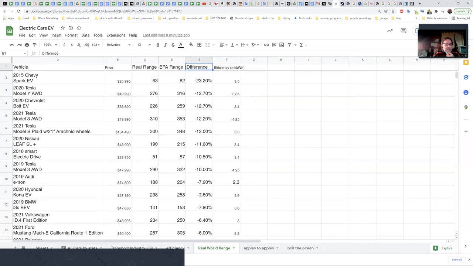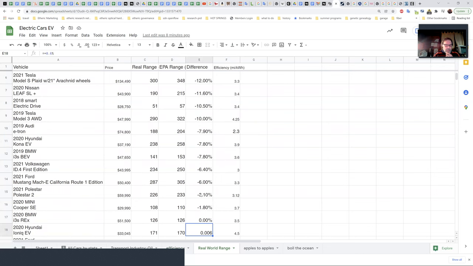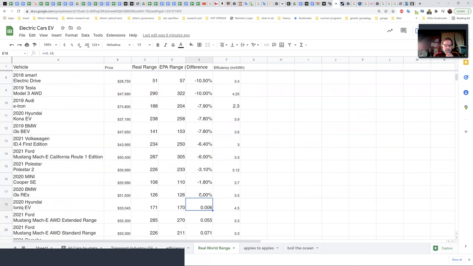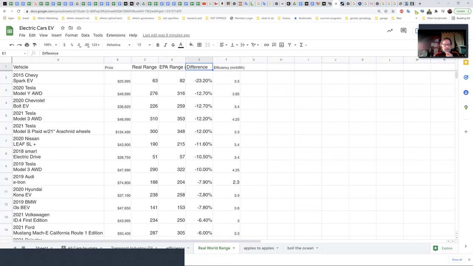I don't know if we've got the Ioniq in this lineup or not. The Nissan Leaf was 11% less. Let's see here. Do we see anything really interesting? But yeah, of the ones I saw, it wasn't really enough to call it out and say there's a huge delta, because they're all around 12 to 6% off of what they claim.